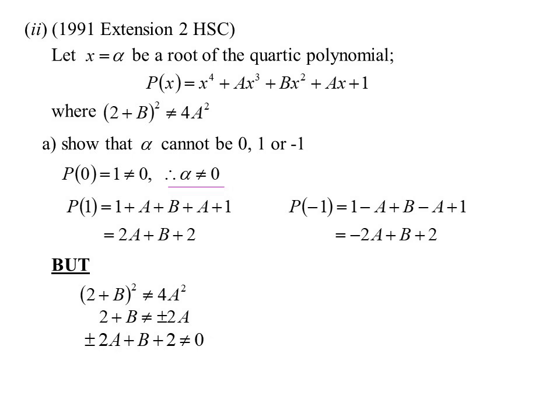Move that to the other side and you'll see we've got these two conditions. Plus 2a plus b plus 2 can't equal 0, therefore 1's not a root. Minus 2a plus b plus 2 can't equal 0, therefore -1 can't be a root either.